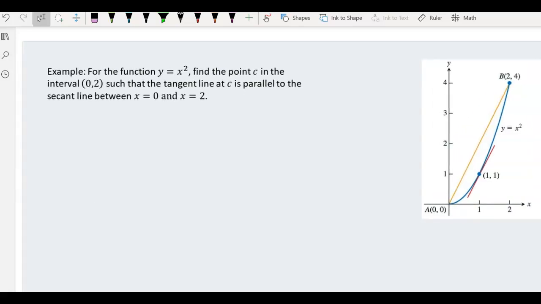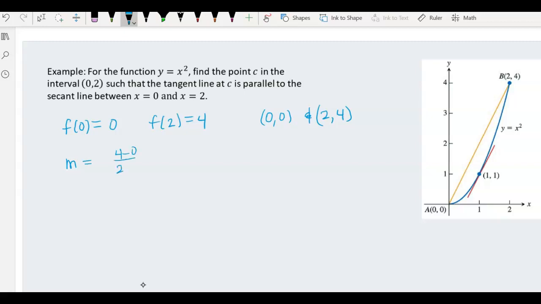What are the endpoints? If I plug them into the function, f of 0 would just be 0 and f of 2 is 4. So I'm thinking about those 2 points, (0, 0) and (2, 4), as the endpoints. I can see them here in the graph. The slope between those 2 points is going to be 4 minus 0 over 2. It's going to be just 2, right?